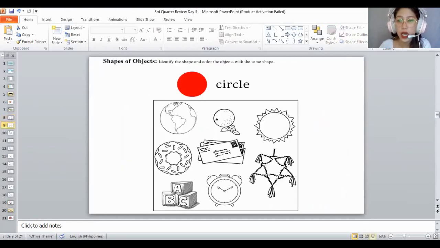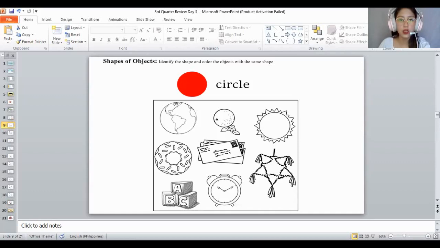The first one, what shape is this? It's a circle, yes. Let's look for all the circles, and we need to use the color red. The globe, the circle, a circle. A donut also is a circle. You need to color it properly on your worksheets. And the alarm clock, it's a circle. Again, what shape is this? It's a circle. Very good.